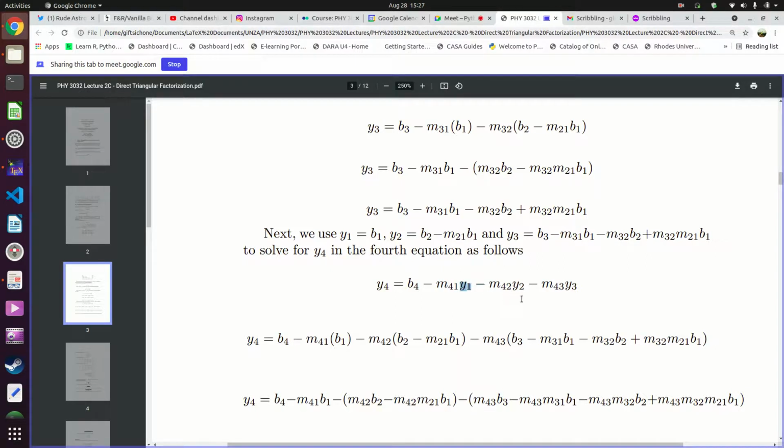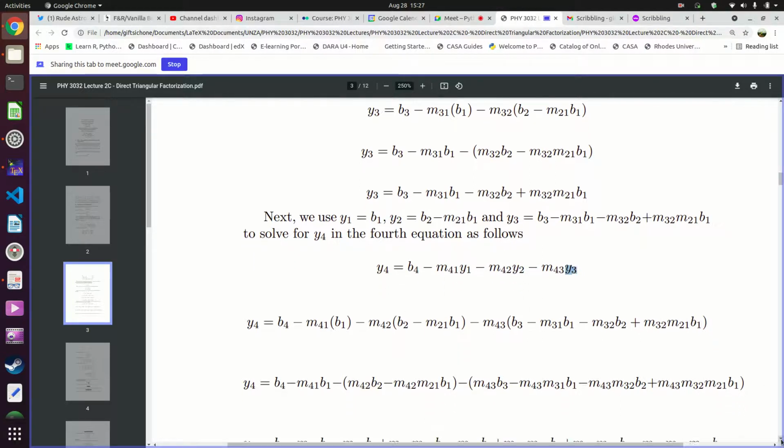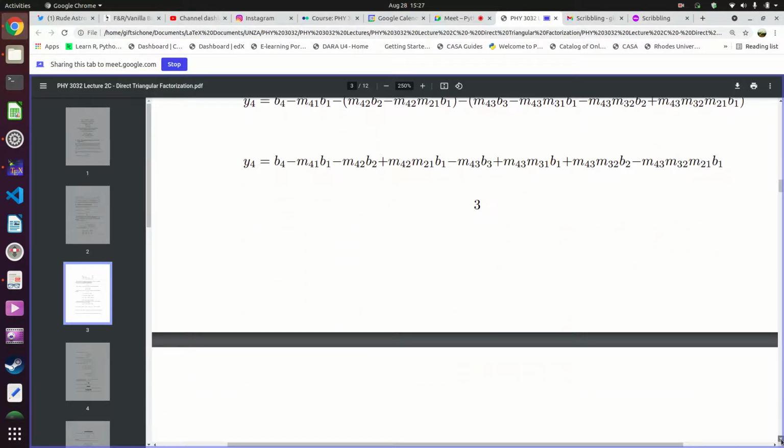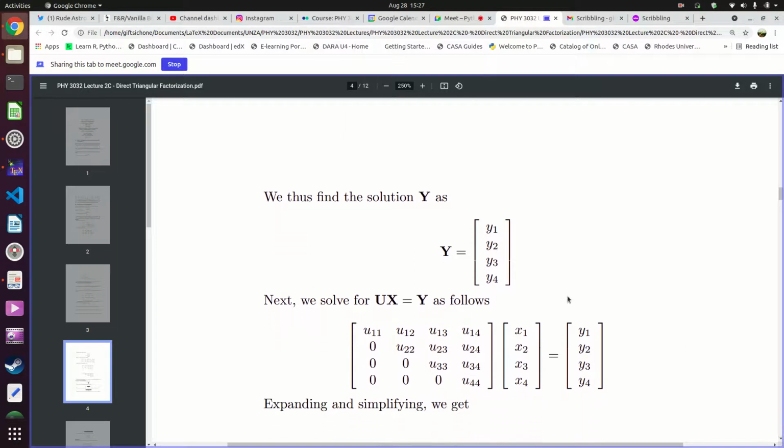At this particular stage, you already have your y1. You know what the value for y1 is. You already have your y2. You already have your y3. So you put in those values and you get your value of y4. So after you know what your y1, y2, y3, and y4 are, that's just some unnecessary expansion. You write your expression for y as a matrix. So your y is going to be equals to y1, y2, y3, y4. So you put in your values of y here. After you put in your values of y here, now that you know what y is, then you start working out this one. Ux is equals to y, so that you can solve for x.